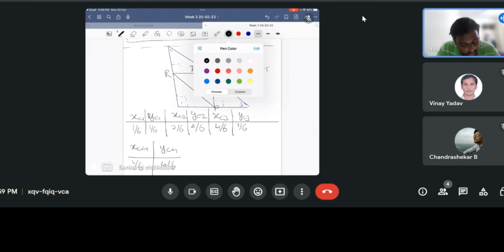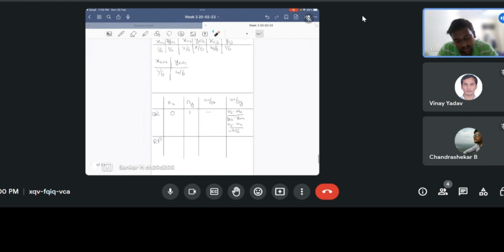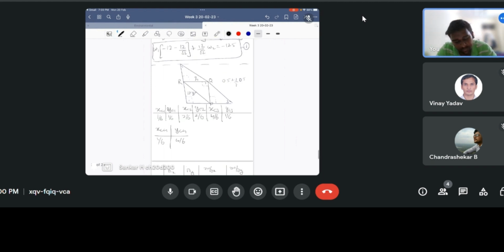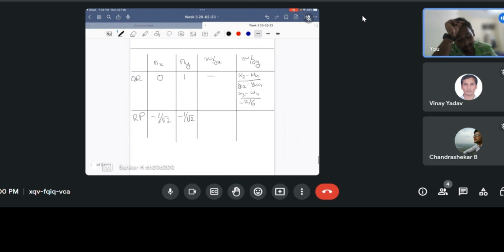Anyway, the unit normal along RP is in this direction, and we know that this angle is actually 45 degrees since this length is 0.5 and this length is 0.5. If this is the unit vector, this angle should be equal to 45 degrees. Therefore, this should be 180 plus 45, which is equal to 225 degrees. So cosine in that direction will yield minus 1 by square root 2, and sine will be minus 1 by square root 2, because this should be the direction of nx and this should be the direction of ny. So therefore nx and ny will be minus 1 by square root 2.